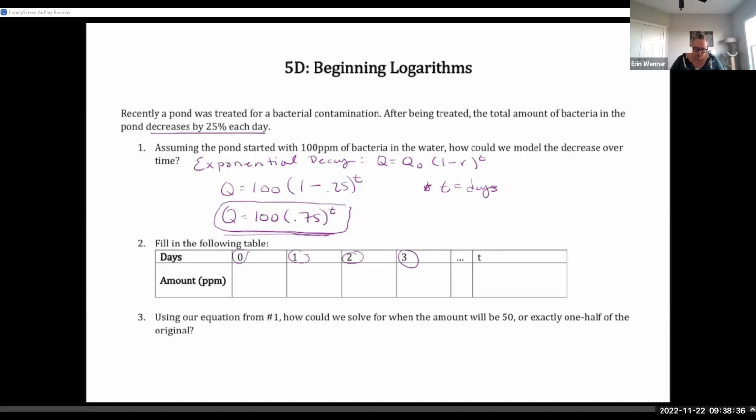So remember what you're doing is you're plugging these values in for t. So for the first one, I would do 100 times 0.75 to the 0 power. Remember, anything to the 0 power is 1. So 100 times 0.75 to the 0 is just going to equal 100. So then for the next one, we would do 100 times 0.75 to the first.